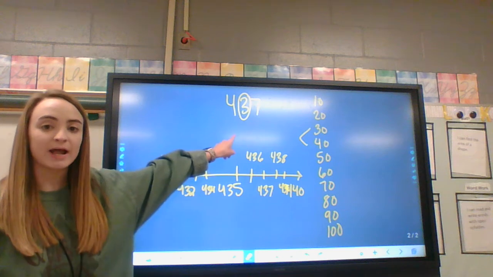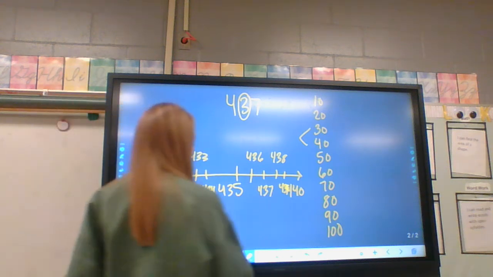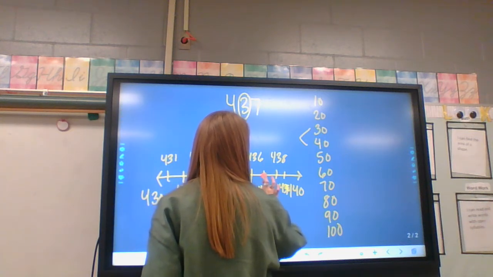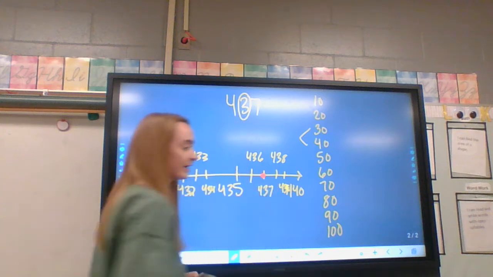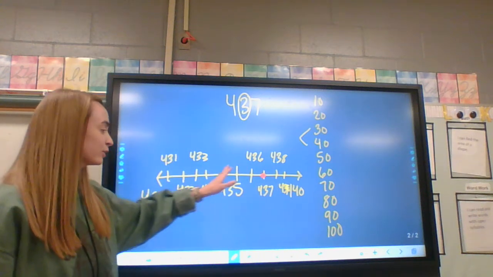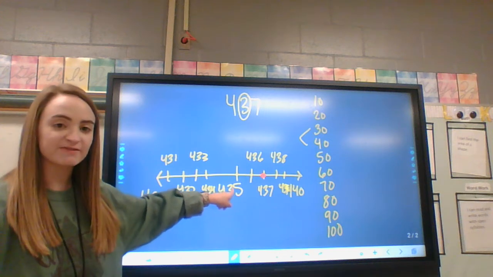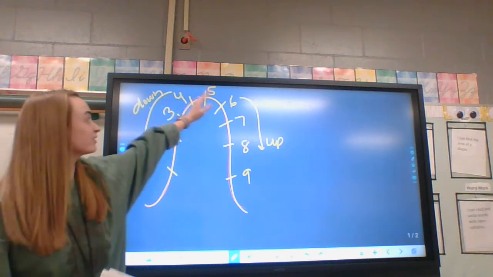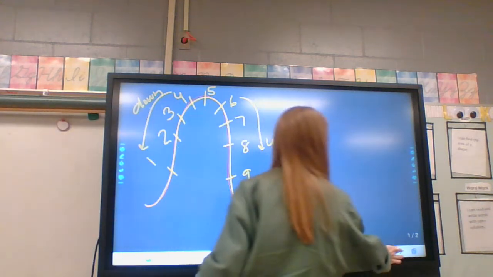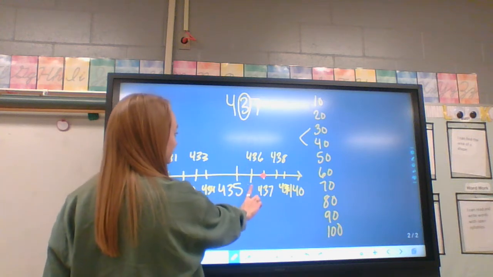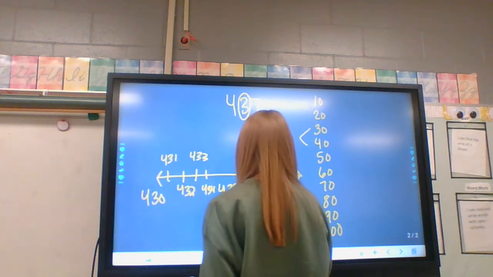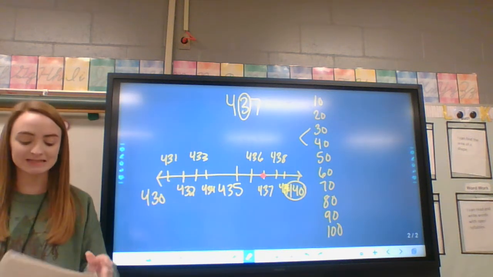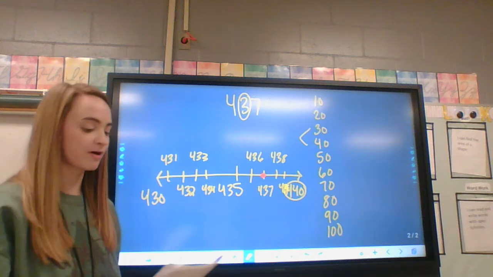So now let's find our number and let's put it on the number line. So I've got 437, and I am going to put a dot on 437. Okay, so I've got my dot. So let's look back at our middle point. Our middle point was 435. And if you'll look back at your rounding hill, if a number comes after 5, I'm rounding up. So our number was 437, so I'm going to round up to 440. Okay, so 437, when I'm rounding to the tens place, rounds up to 440.